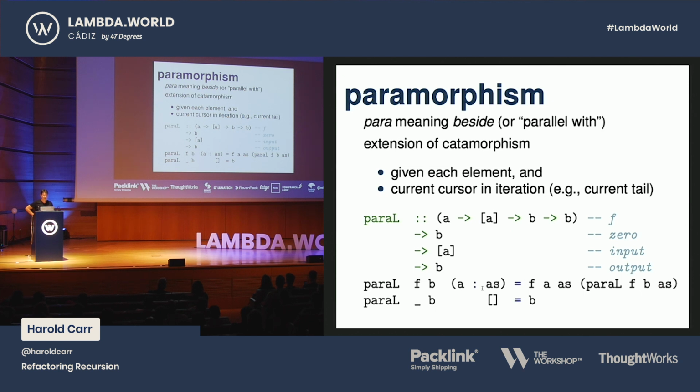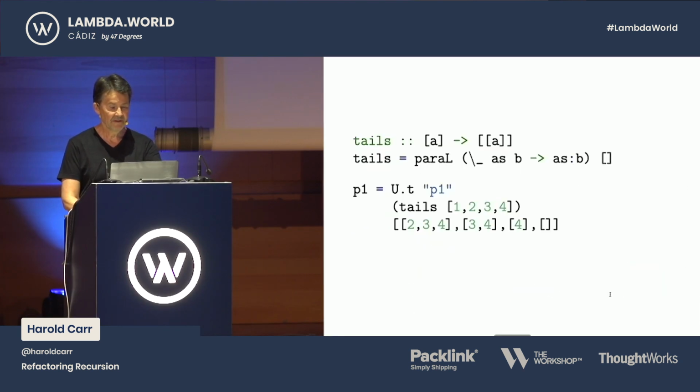So you can see it just takes the input list, splits it up into the first element and then the tail of whatever is coming. And both of those pieces are given to the algebra besides the recursive call. So that can be useful, and this is a real simple example. I give the function to the paramorphism. I'm just ignoring the first argument, which is the head of the list, and I'm saying for the tail of the list at this particular moment, cons that on to the result of the recursive call. So if you call tails on 1, 2, 3, 4, you just get successive tails of it.